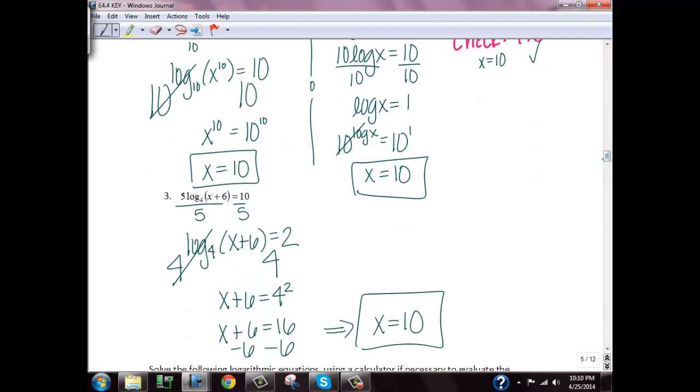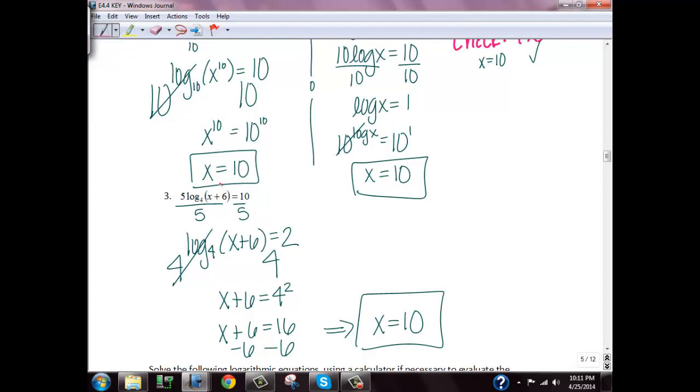Okay, let's look at the last one, number 3. On number 3, the first thing I have to do is isolate the log, so I divide off the 5 on both sides, which leaves me with log base 4 of x plus 6 equals 2. Then to get rid of log base 4, I move my equation up into the exponent using exponential base 4. So my 4 and my log base 4 will cancel on the left, leaving me with just x plus 6, and on the right I'm left with 4 squared. So I have x plus 6 equals 16. I move my 6 over, which gives me x equals 10.